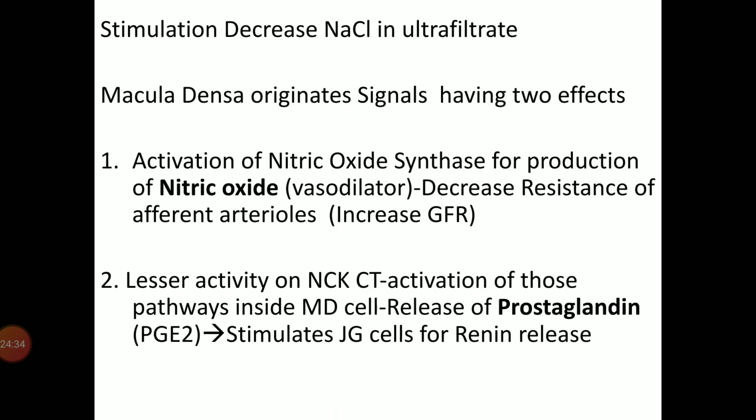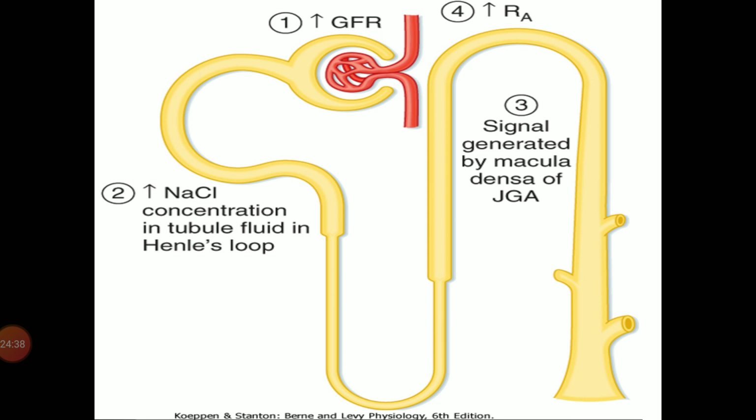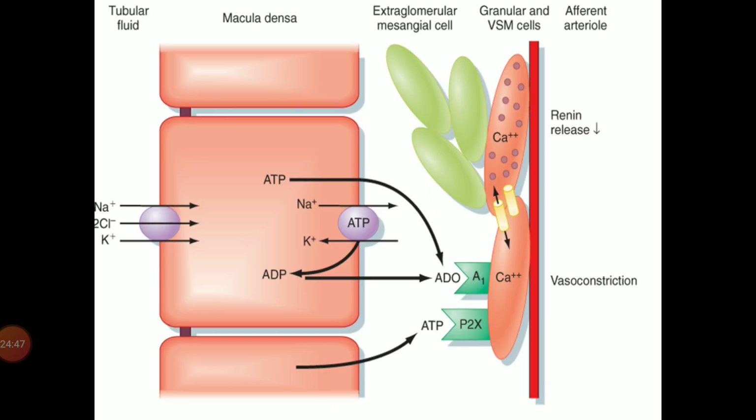Now let us see what will happen if the sodium chloride in the ultrafiltrate is decreased. Supposedly, if the sodium chloride which is coming into this macula densa cell is decreased, then what would happen? If the sodium chloride load coming in this ultrafiltrate is decreased, the sodium chloride potassium co-transport functioning would be decreased, the production of the adenosine itself would be decreased, and instead the macula densa cell would now stimulate some other mechanism.